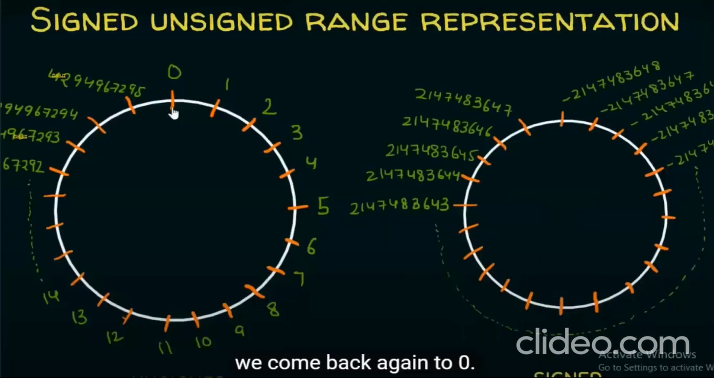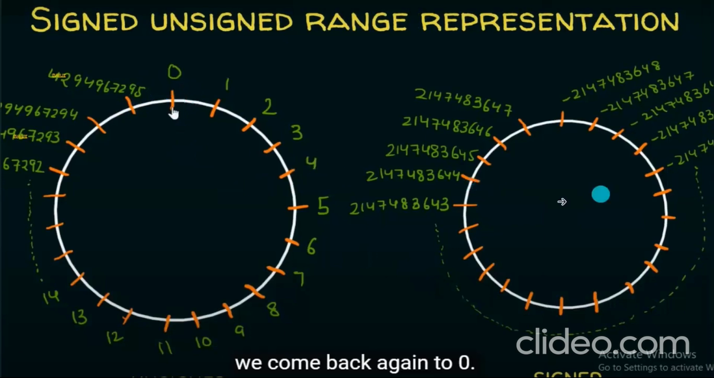If you see the range of representation for both unsigned as well as signed, unsigned will start from 0 and end with this number, 4294967295. If it exceeds this value, again it comes to 0, not the next serial number. That is the most important point.